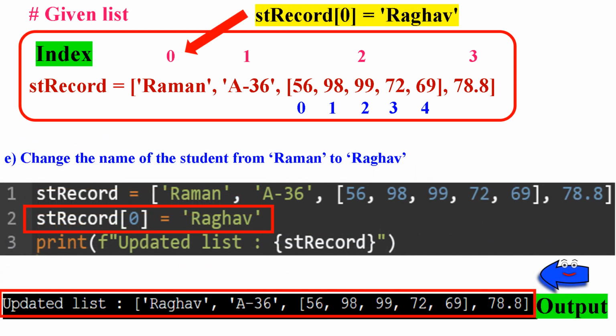Now, look at the given list. You can see the indexing done in the list STRecord. Subdivision E. Change the name of the student from Raman to Raghav. Now, look at the Python code, line 2, STRecord[0] = 'Raghav'. This changes the name of the student from Raman to Raghav by modifying the first element of the list. So the output will be the updated list after changing the name, a list containing Raghav, A-36, nested list containing elements 56, 98, 99, 72, 69, and 78.8.